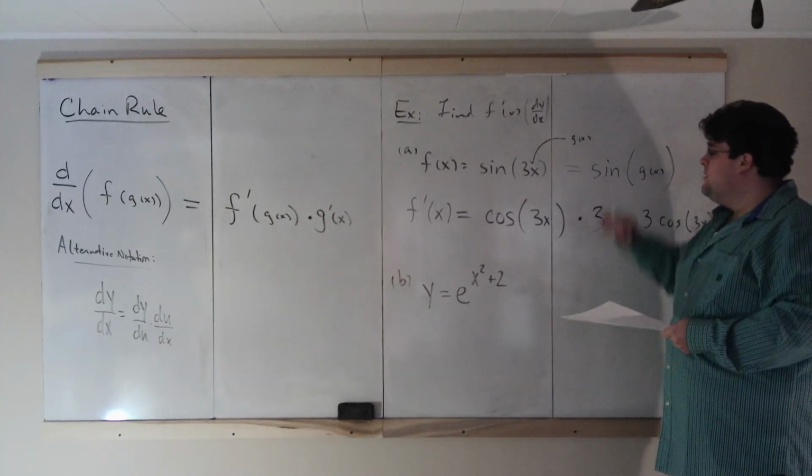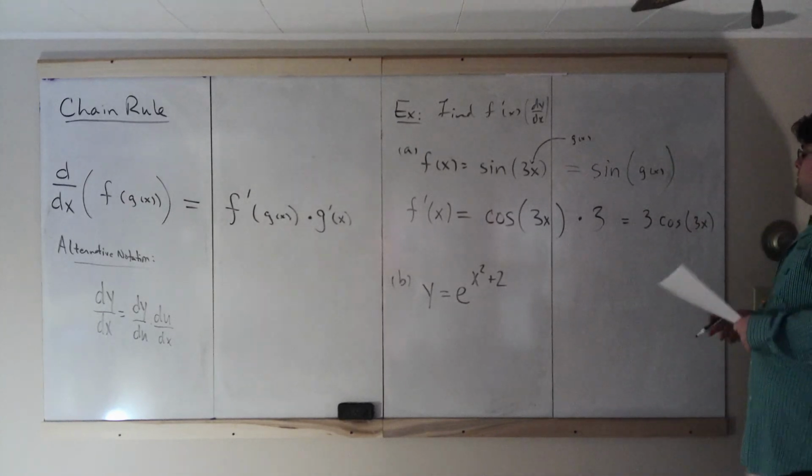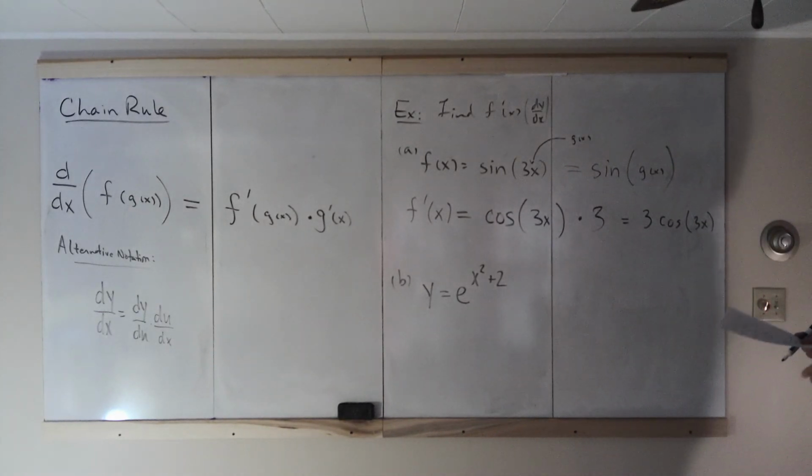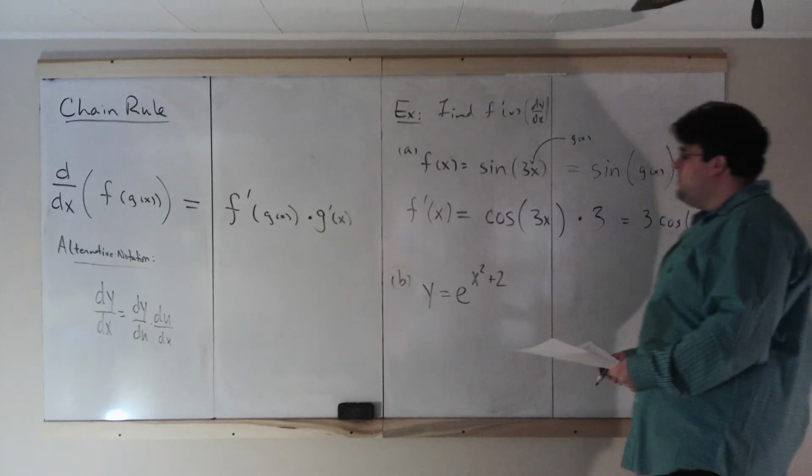Derivative of sine is cosine, leave 3x alone, multiply by the derivative of 3x. And you get 3 cosine of 3x. So that's with our first notation. How about with the second notation?